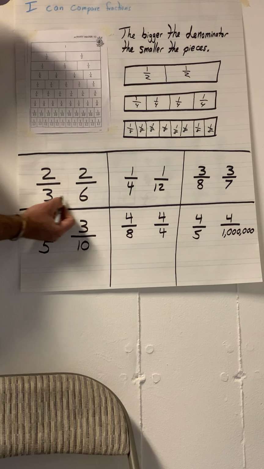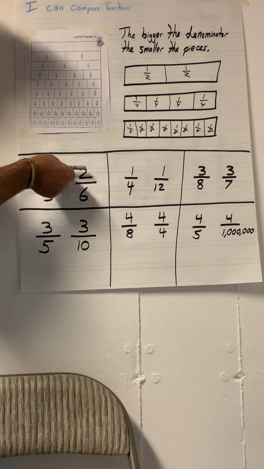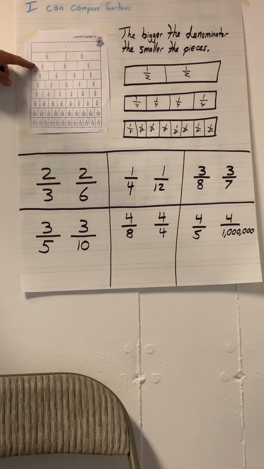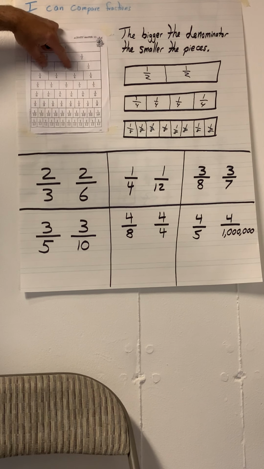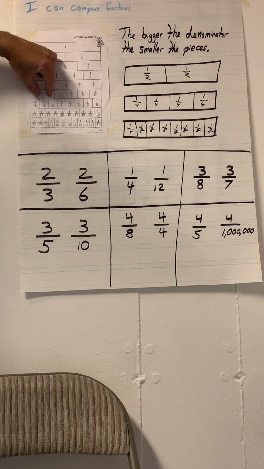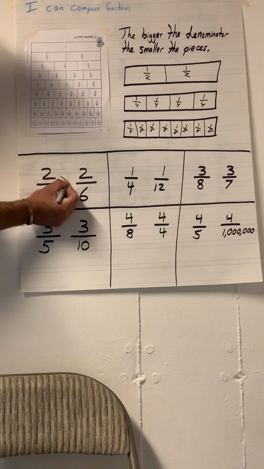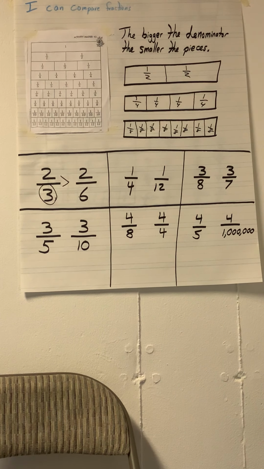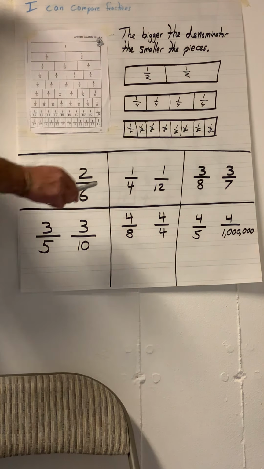2/3 or 2/6. So now the denominator is different. They're both 2. So what's bigger, thirds or sixths? Well, here is 1/3, here is 1/6, or here is 2/3, here is 2/6. So 2/3 is bigger because thirds are bigger than sixths.